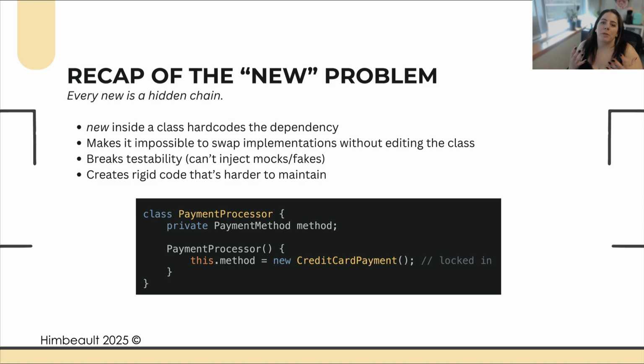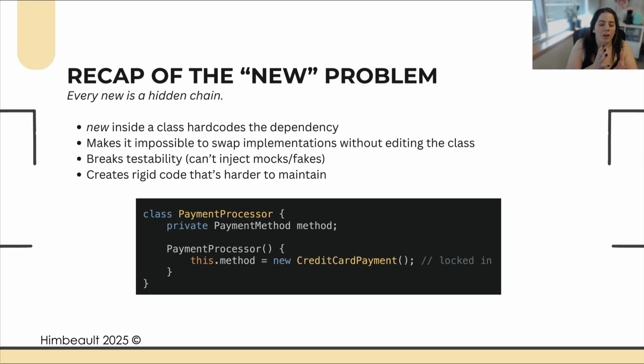So every single time we use the new keyword, we're looking at some kind of a chain effectively, right? We're tightly coupling our code together. Sometimes it's unavoidable, but we really want to make sure we're thinking about it to ensure that we're using it responsibly. So we can see here that anytime we say new inside of a class, we are hard coding a dependency. That is what's happening here. And maybe that's okay for something like a linked list, but maybe it's not okay for something like a credit card payment.